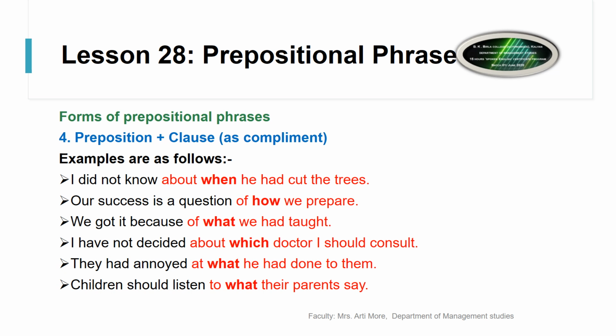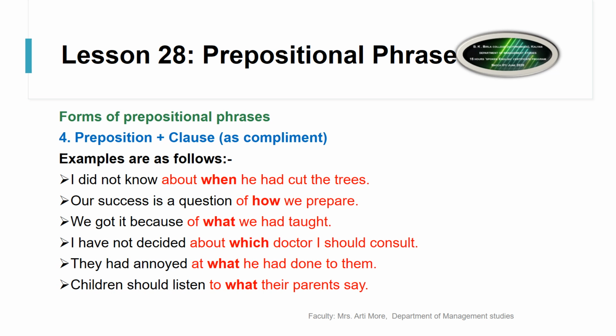Now students, let's move towards the next form of prepositional phrase, that is a preposition plus clause as complement. Whenever in a sentence you encounter a preposition along with the W's, as you are already aware: what, which, why, where, how, when. If you encounter such words immediately following the preposition, you have to consider this as a prepositional phrase with a clause. Let's have a look at a few examples.